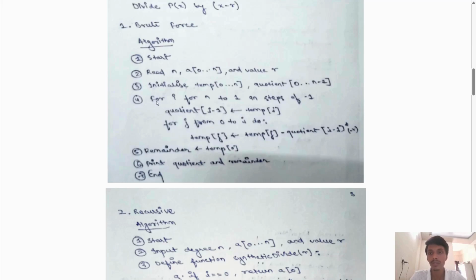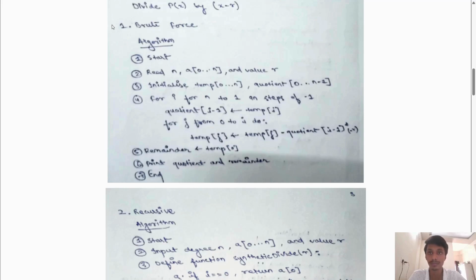In this algorithm, for i equals n to 1 in steps of minus 1, the quotient is replaced by the temp, and for j equals 0 to i, the temp acts as the remainder, and subtracting the quotient from it returns the result at temp of j. The remainder then gets stored by temp, and the quotient and remainder are then printed, and end of algorithm.